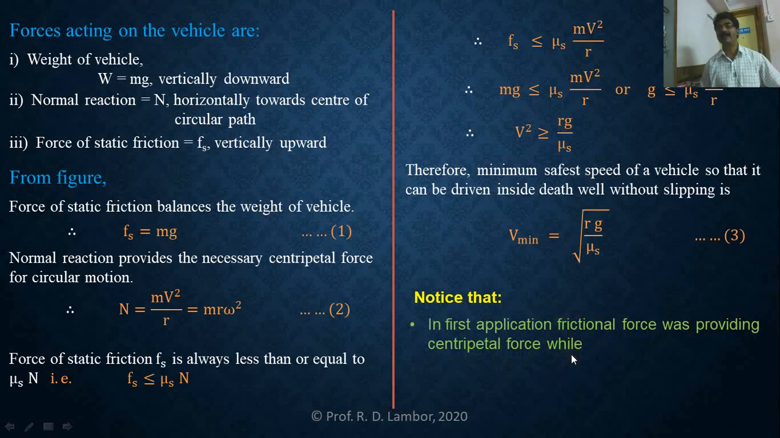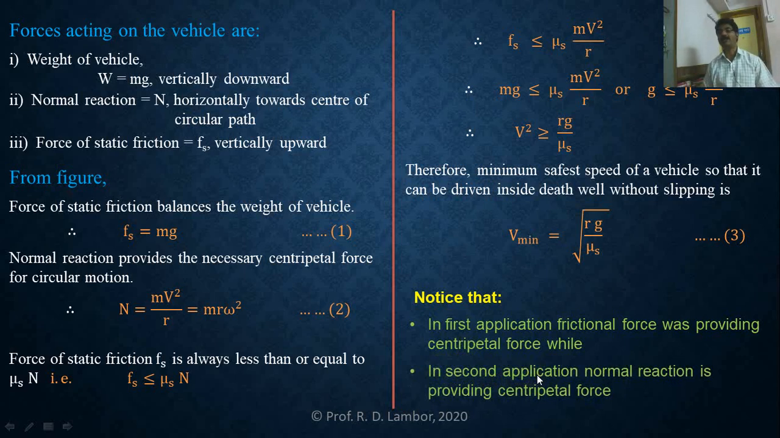And in the second application, who provides the centripetal force? Can you remember? See, in the second equation it is given. Normal reaction provides the necessary centripetal force for circular motion. So these are the 2 points. The second point I can write here: in the second application, normal reaction provides the necessary centripetal force. That should be noted down. These are important and will help you to clear the concepts.